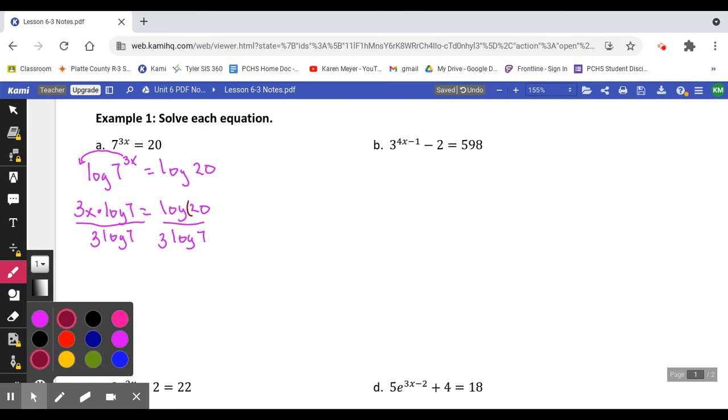And then once again, make sure when you type this into your calculator that you close your parentheses. So it looks similar to change of base here. So type in log 20 divided by 3 log 7. And then for this lesson, I'm going to round out 4 decimal places. So if I round out 4 decimal places, I get 0.3665.